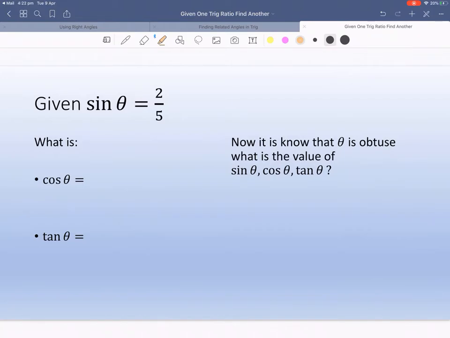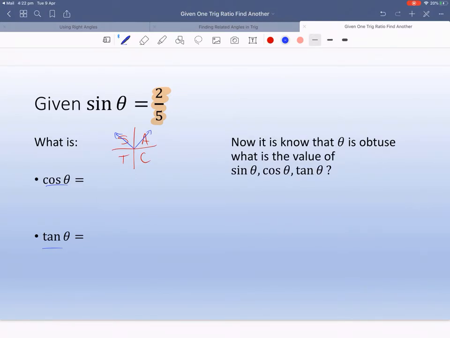So we're given that sine theta equals 2 over 5. The important thing is that 2 over 5 is actually positive. So if we go back to all stations to central, with just the information we're given right now, we know that it's going to be here and here. That's really important because when we find cos and tan, we're going to have two answers, a positive one and a negative one.